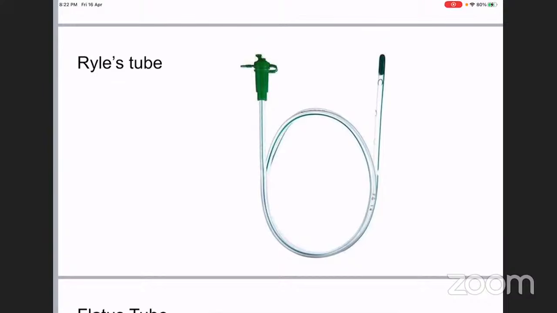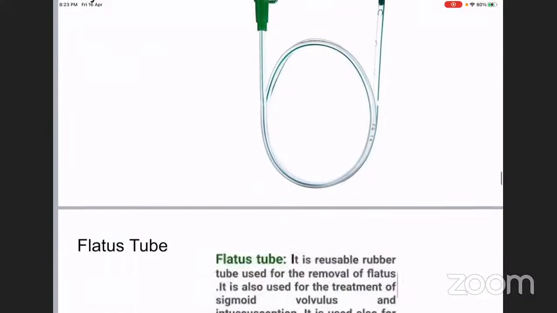They will also ask you what is the best position to insert the Ryle's tube. Anybody in the audience? Position. Yeah, sitting position, forward bending Fowler's position is considered the best position to insert the Ryle's tube. Very good. Okay, so then they will also ask you about the indications for Ryle's tube feeds. They will ask you for indications of nasogastric aspiration. So you should be well versed with all this.